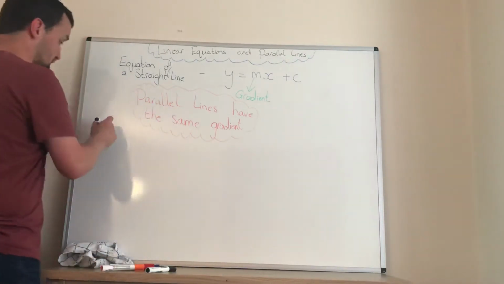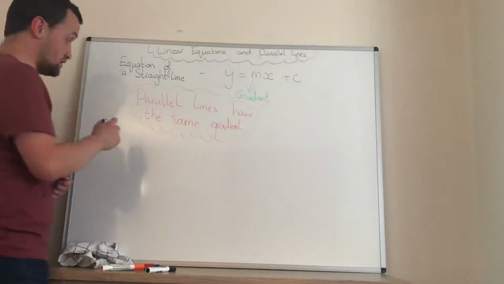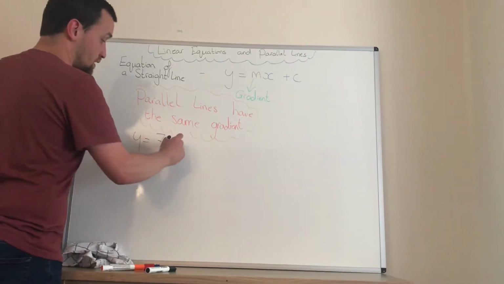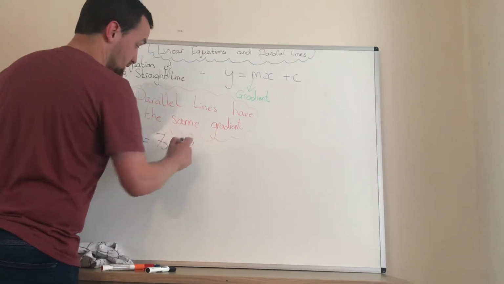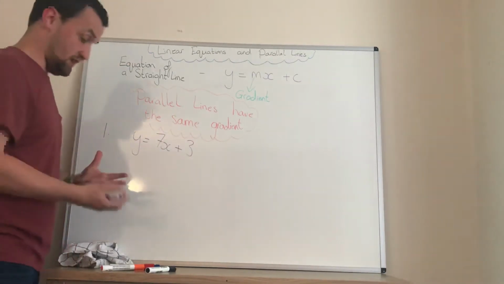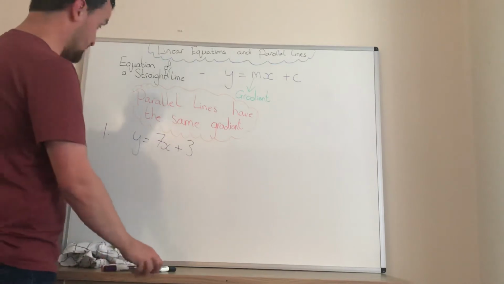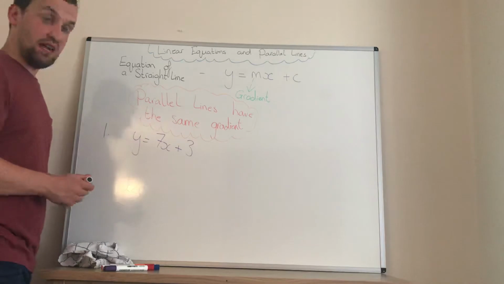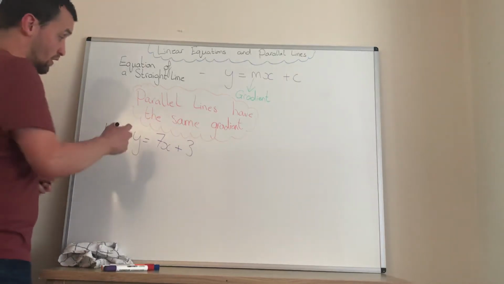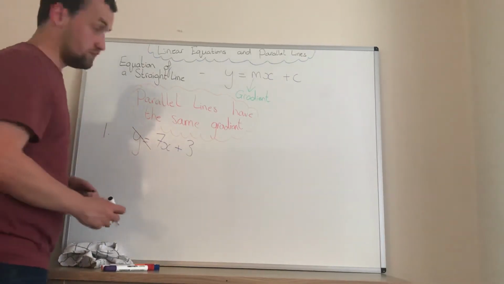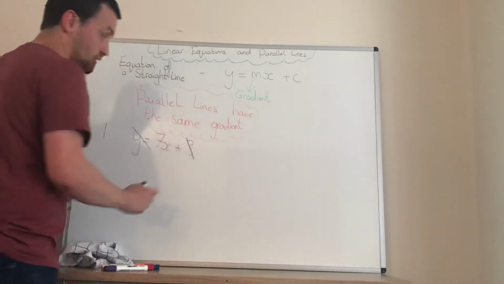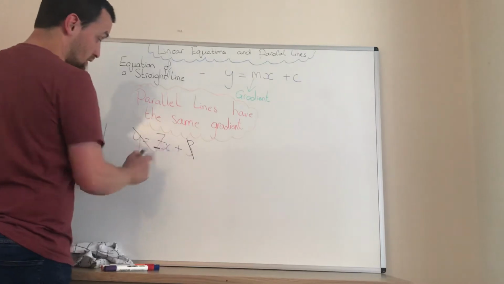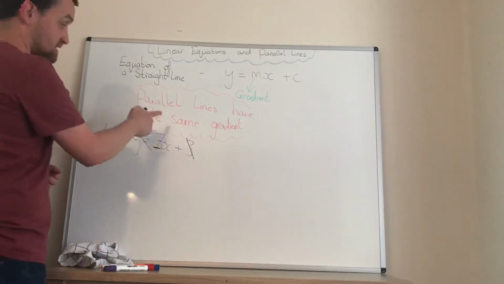I'm going to give you an example of a typical question they could give you. They could give you y equals 7x plus 3, and what they'll say to you in the exam is find the equation of a line that is parallel to y equals 7x plus 3. Forget about the plus 3, we don't need it. As I've said before, we need this value here. Parallel lines have the same gradient.